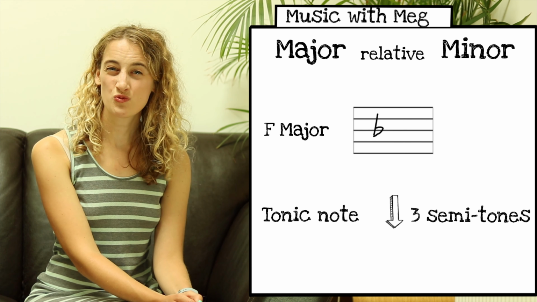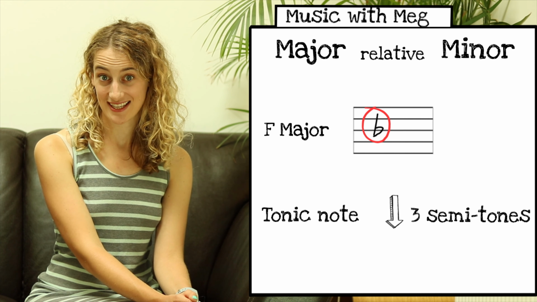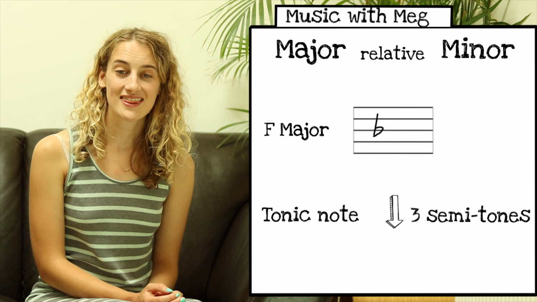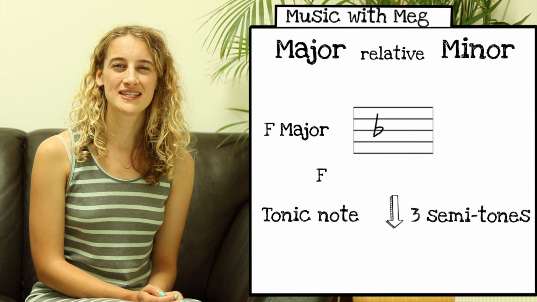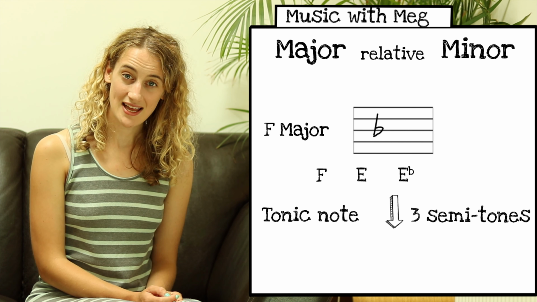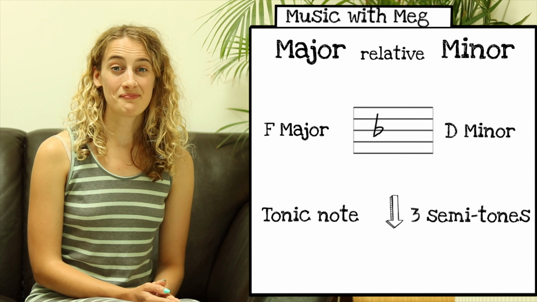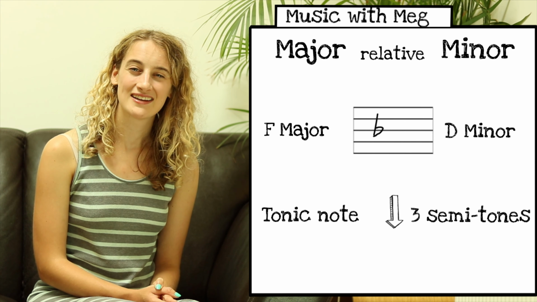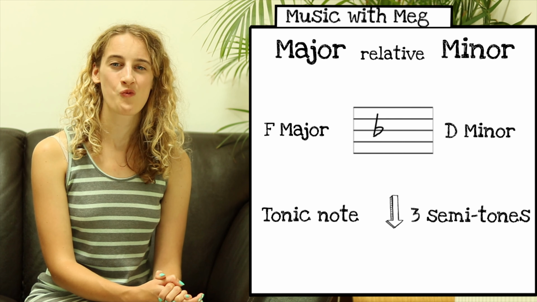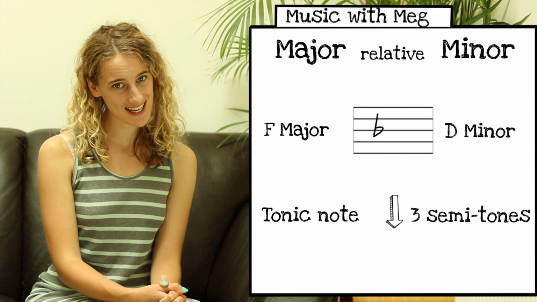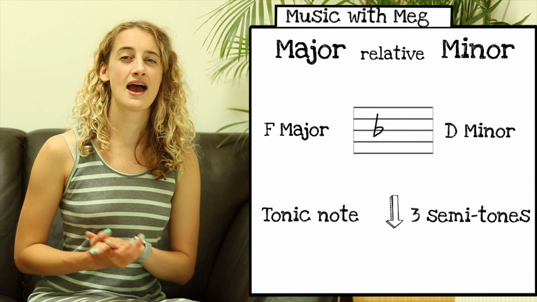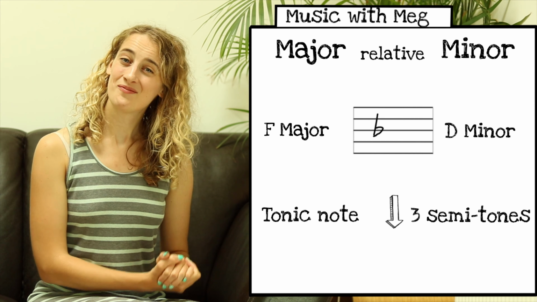F major has 1 flat, B flat. Now to find the relative minor, let's take the tonic note, that's F, and go down 3 semitones. E, E flat, D. D minor is the relative minor to F major. And just like F major, D minor has 1 flat, B flat. So a piece of music with this key signature would either be in F major or D minor.